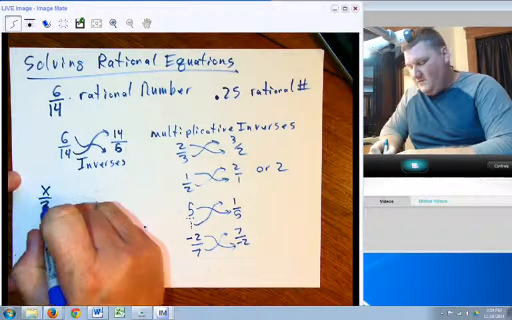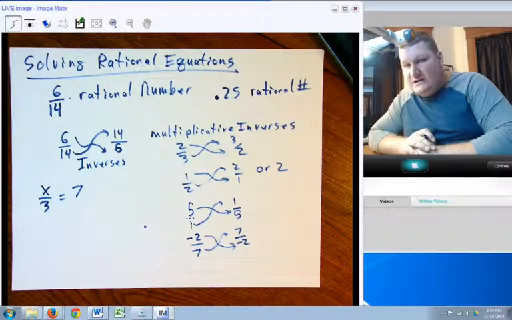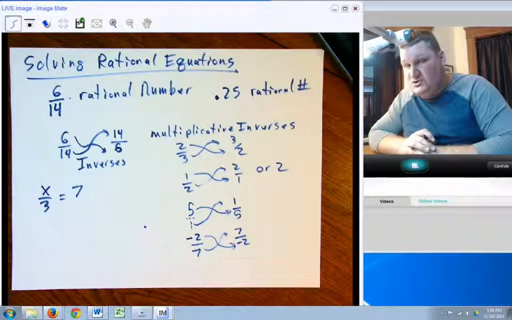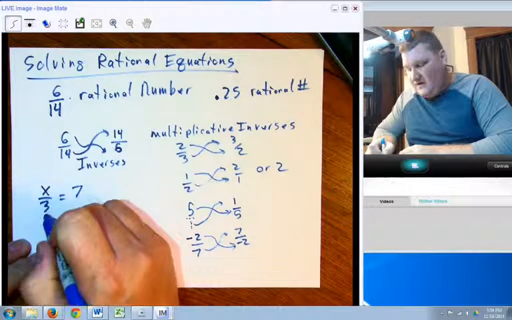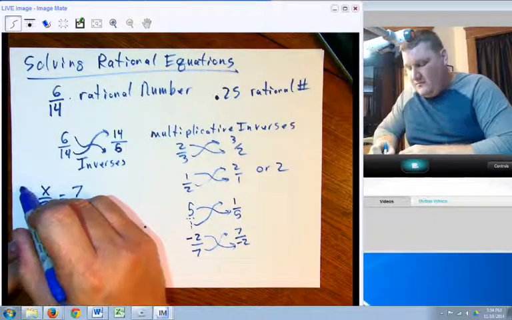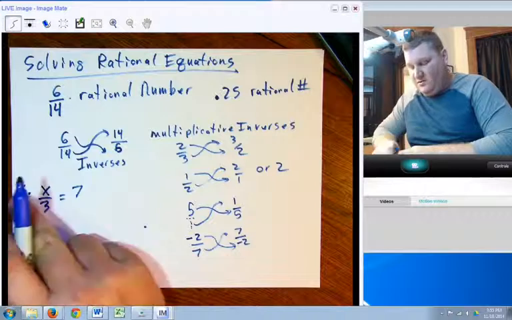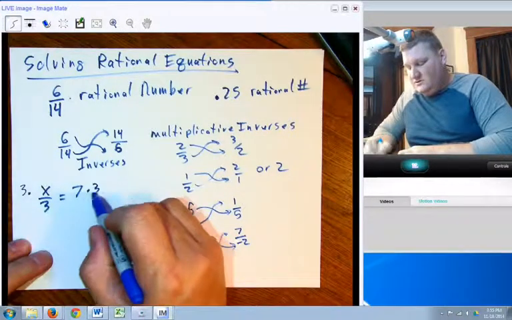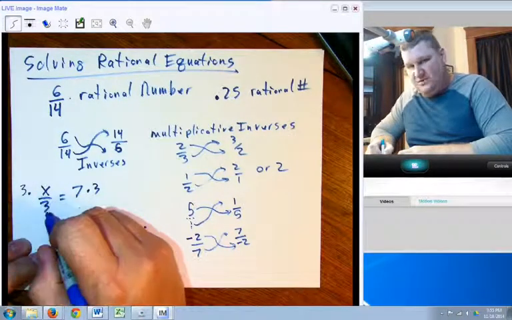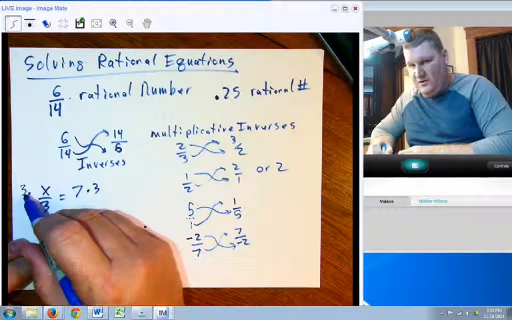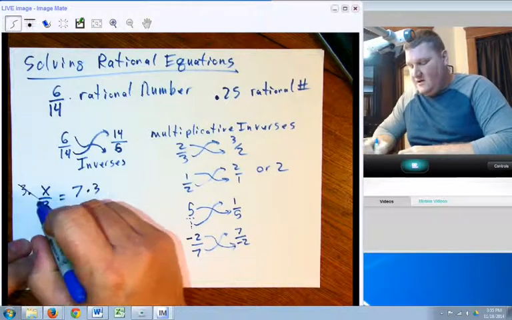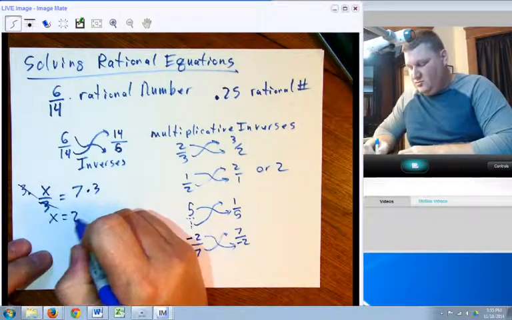X over 3 equals 7. Technically, you've already been doing these rational equations. Because how do I get rid of a divide by 3? I multiply by 3. But if I do it to one side, I do it to the other. And so by reversing division, I would multiply. But if I do it to one side, I do it to the other. These cancel out. X equals 21.